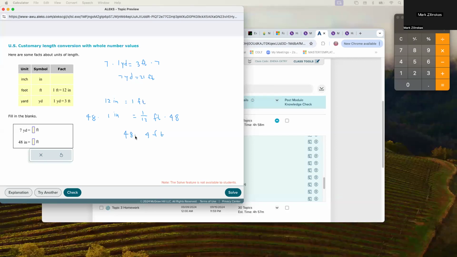I think you guys get the idea here. Okay. So that's what we could do. And of course, I'll just go ahead and verify those and hit the solve button here. Okay, so there's my 20 weight, 7 yards is equal to 21 feet. And here's my 48 inches is equal to 4 feet. Okay, so that's just one way of doing it.